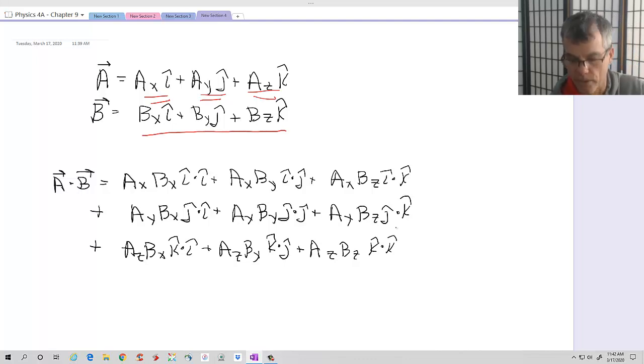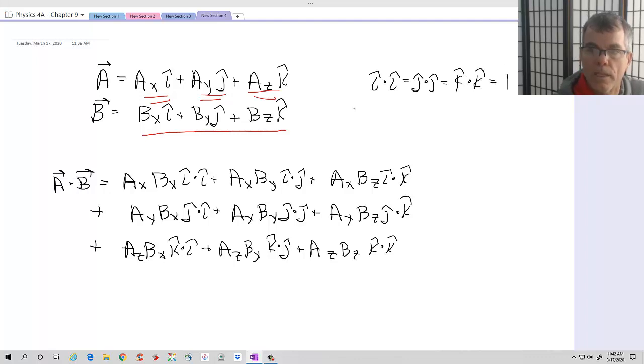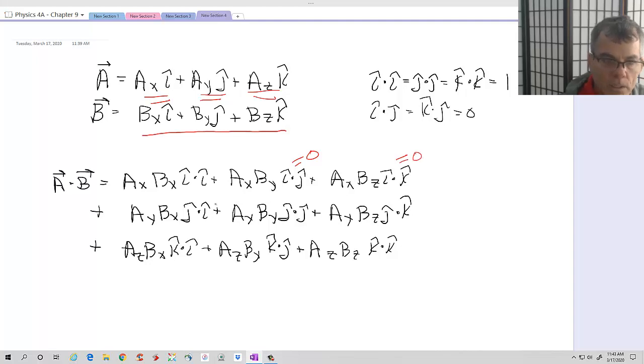So we've got 9 different terms. And keeping in mind that any unit vector dotted with itself is 1, and any unit vector dotted into another unit vector is 0, out of these 9 terms, only 3 are going to survive. So I dot j is 0, I dot k is 0, j dot I is 0, j dot k is 0, k dot I is 0, k dot j is 0.